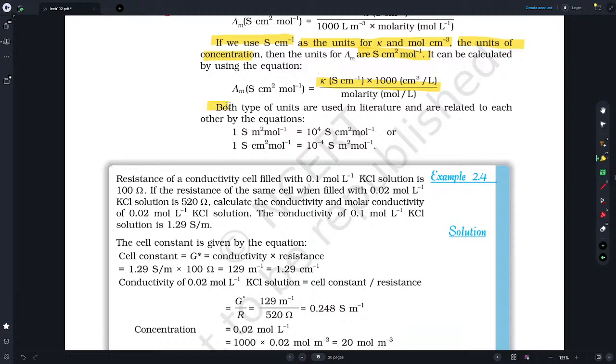Both types of units are used in literature and are related to each other by equations. 1 Siemens meter square per mole equals 10 power 4 Siemens centimeter square per mole. 1 Siemens centimeter square per mole equals 10 power minus 4 Siemens meter square per mole.